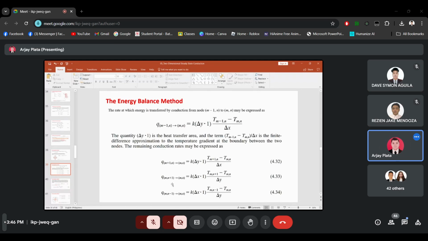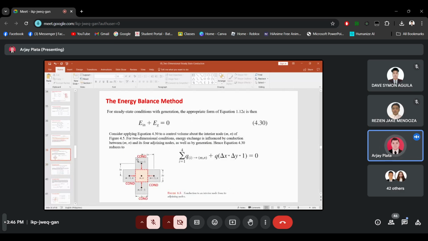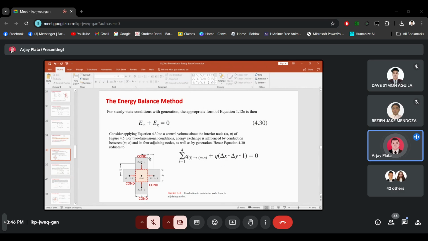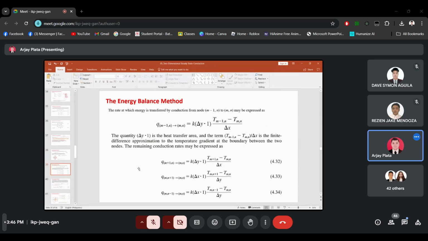Next we have Qmn plus 1 going to Mn. So Q at Mn plus 1 going to Mn. So we have area perpendicular is delta X times 1. And then this is our delta T, Tmn plus 1 minus Tmn over delta Y. It should be delta Y because the heat transfer is coming from the Y direction.